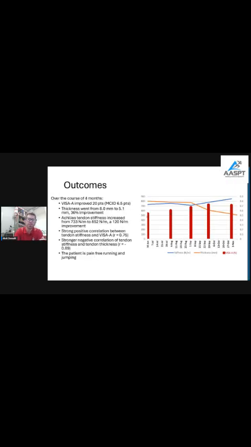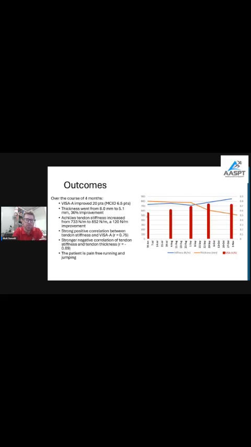Outcomes for my patient here: her VISA-A improved, and this is just the first 4 months here, by 20 points. Her tendon thickness, as I mentioned before, went from 8 to 5.1 millimeters, which is a significant improvement. It went from abnormal to what I consider normal. Her tendon stiffness, which we don't have great guidance on these numbers at all, but anecdotally I usually see 800 to 900. She went from 733 to 852, so a significant improvement over the course of those 4 months with intentional loading. I noticed that there was a positive correlation: as the tendon got stiffer, her VISA-A improved.